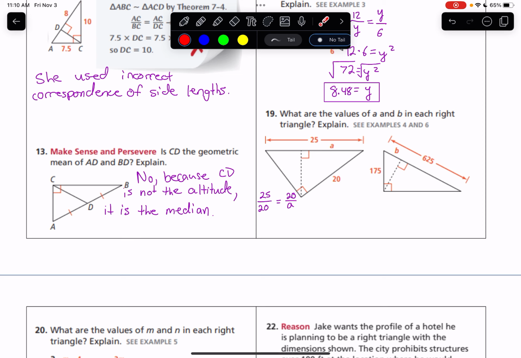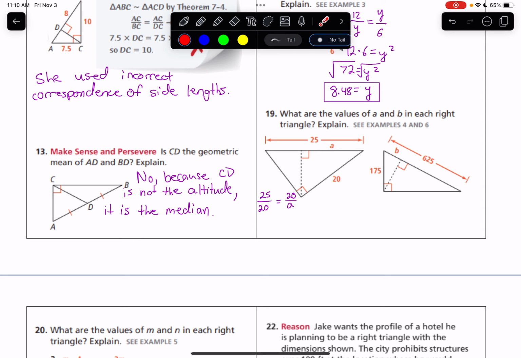And then I'm going to solve this. So I have 30,625 equals 625b. And then I'm going to divide both sides by 625. And I end up with 49 equals b. And that's my answer. All right, let's keep going. These take a long time to explain.